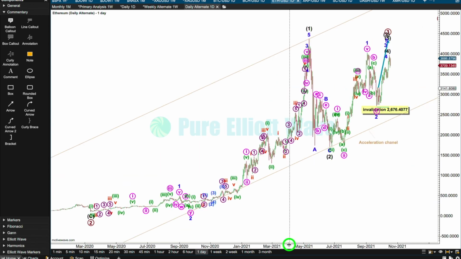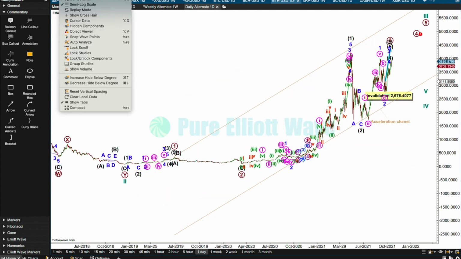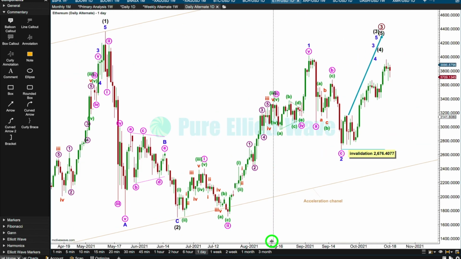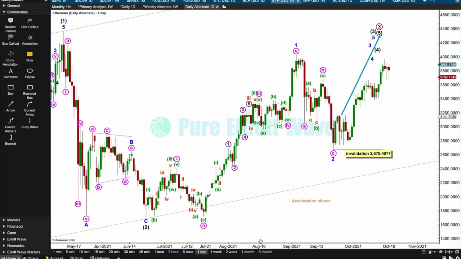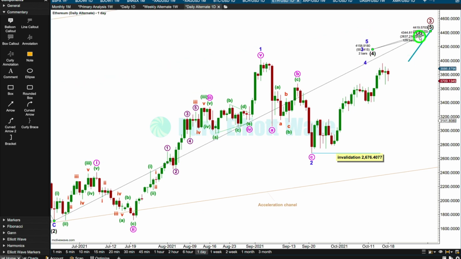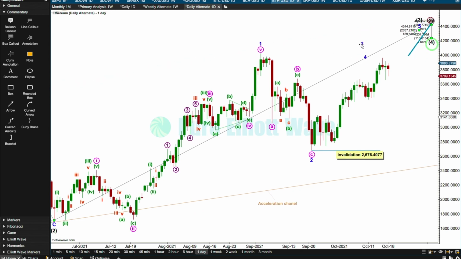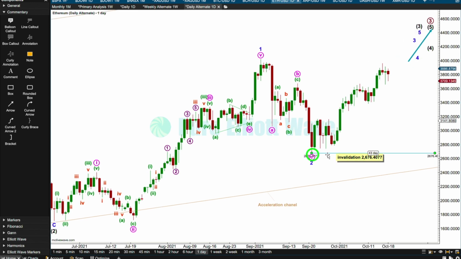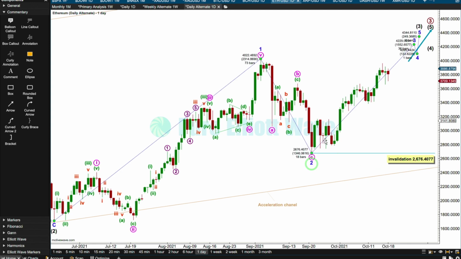Let's squish that up. And I'm viewing this on an arithmetic scale for the daily chart. I'm just going to look from the end of intermediate 2 at this time frame. So how much of minor wave 3 could be complete would be the next question. And do I need to move my invalidation point? Let's get some labels in minor wave 3.